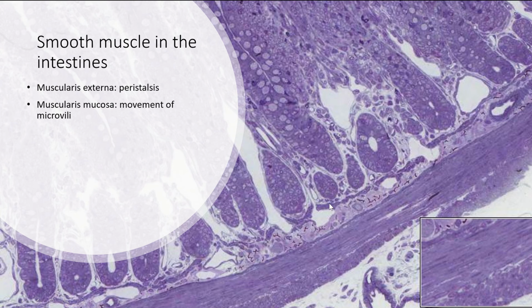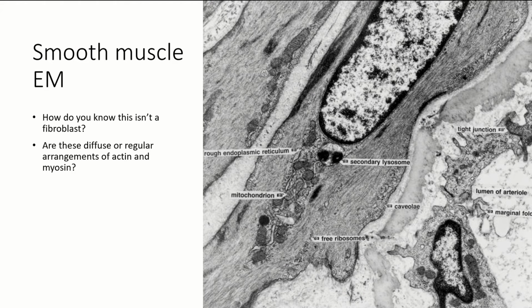This layer is actually going to move the microvilli in the small intestine. In the intestines you have microvilli, little finger-like projections, up here, and they move around to increase the surface area in the small intestine. To move things on the surface of the microvilli, and the microvilli themselves, we do need muscle. This layer of smooth muscle, the muscularis mucosa, does that. Both of these are smooth muscles, so they're involuntary, non-striated, mononucleate and spindle-shaped. Make sure you know that.